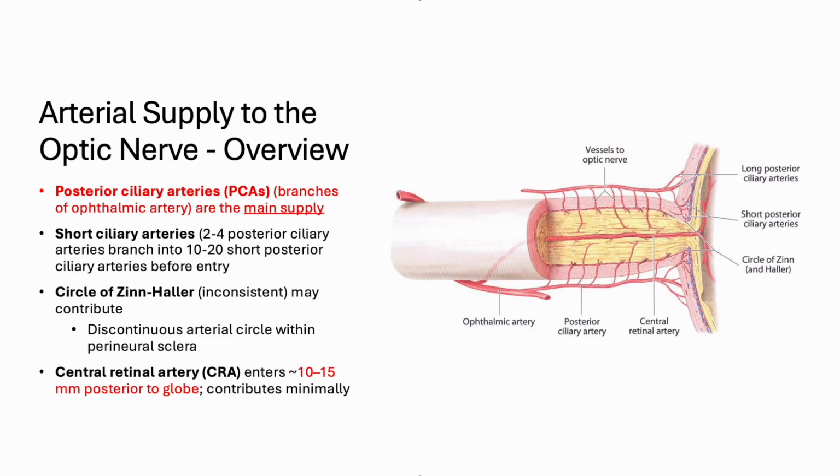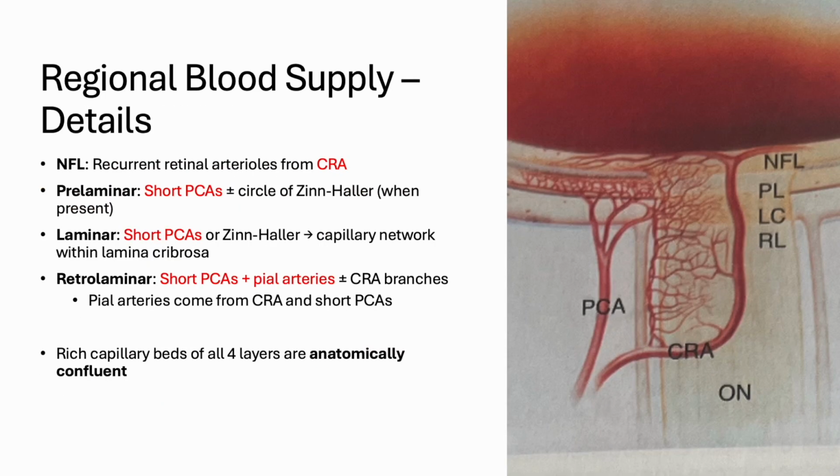It forms a discontinuous arterial circle around the optic nerve within the sclera. The central retinal artery, or CRA, enters the optic nerve about 10 to 15 millimeters posterior to the globe, but it contributes only minimally to the anterior optic nerve. Regional blood supply. Details. Here's a more detailed breakdown.